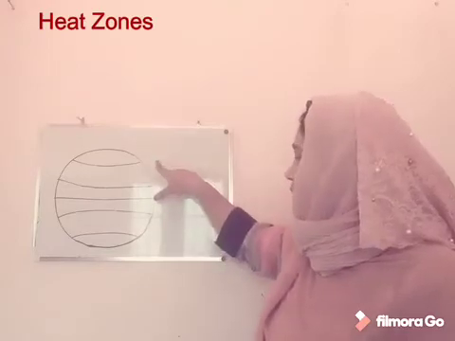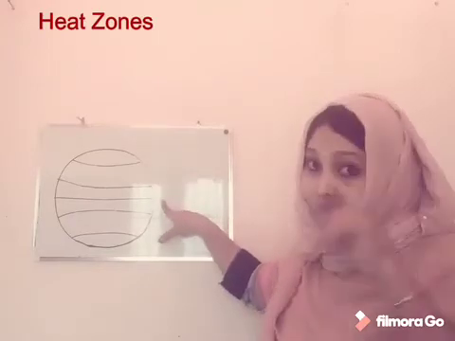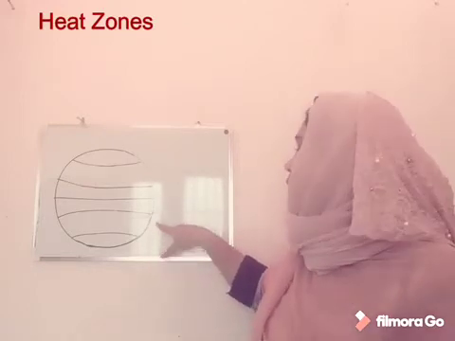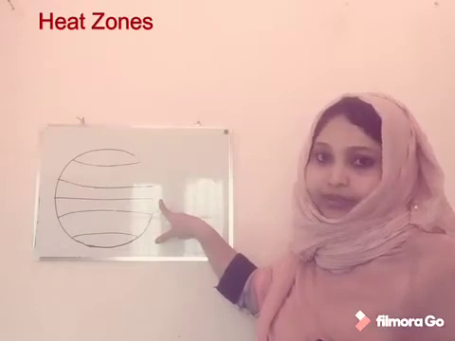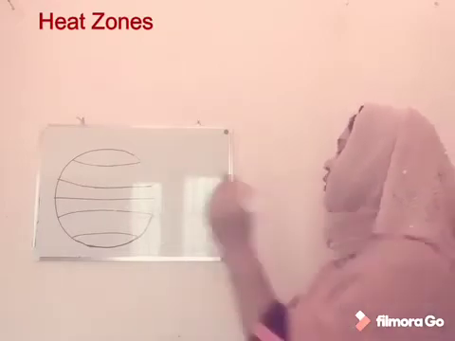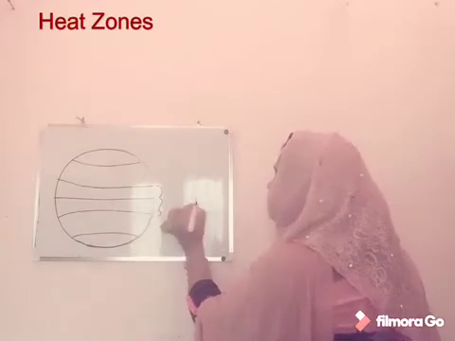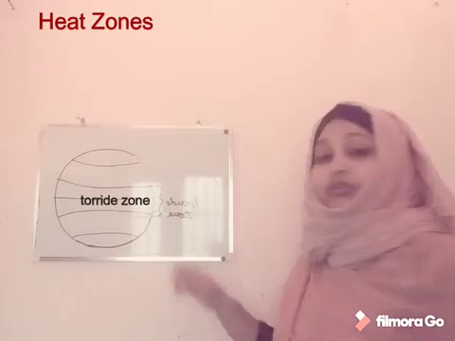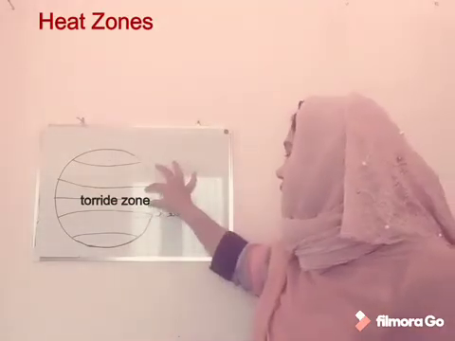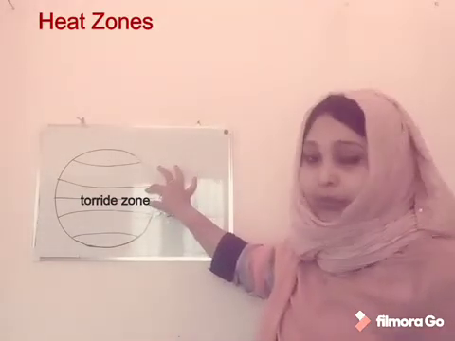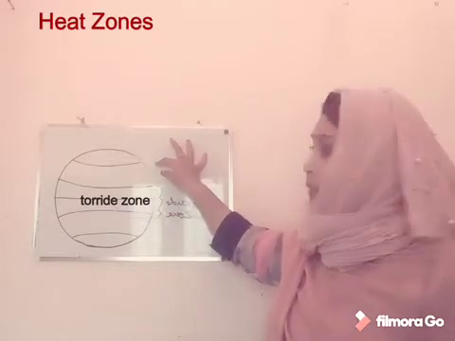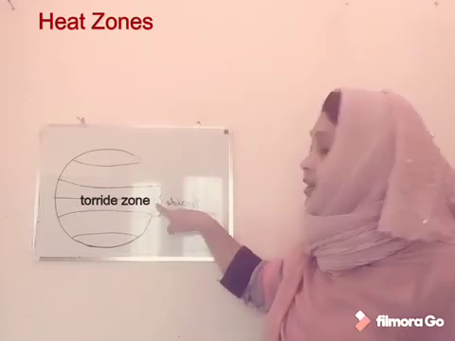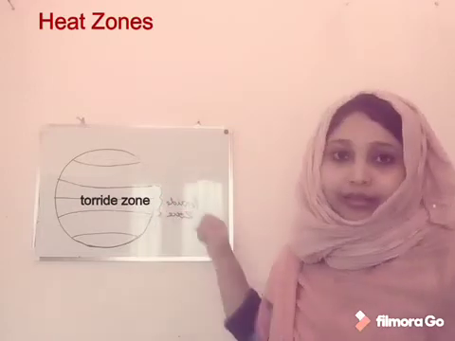In the northern hemisphere, it lies in between the Tropic of Cancer and the equator, or in the southern hemisphere, in between the Tropic of Capricorn and the equator. Okay, so we can say exactly here is the torrid zone. So the torrid zone lies near the equator, on both sides of the equator, in between the Tropic of Cancer and the equator, and the Tropic of Capricorn and the equator.